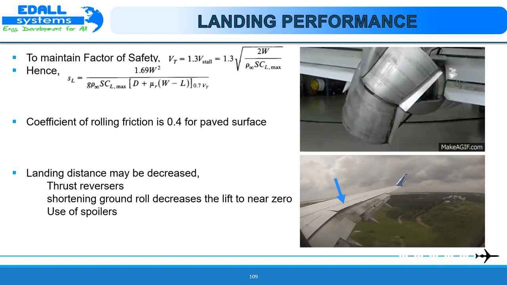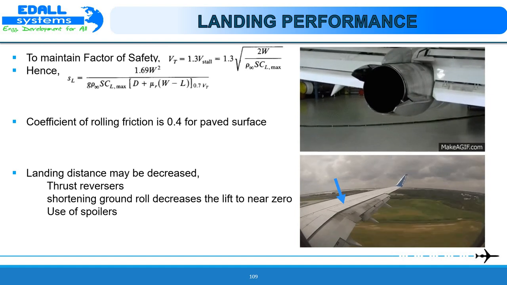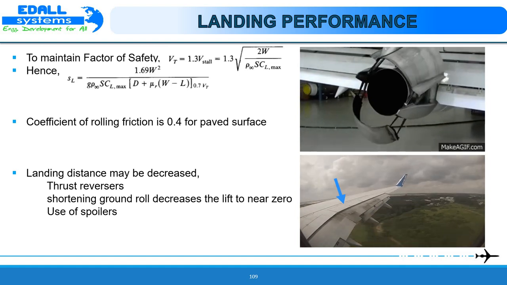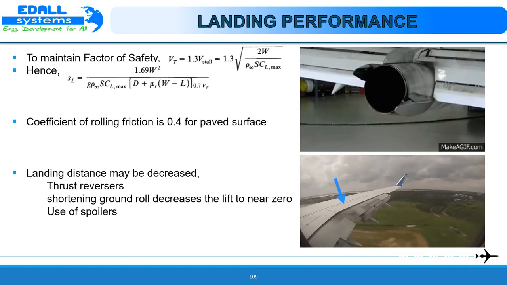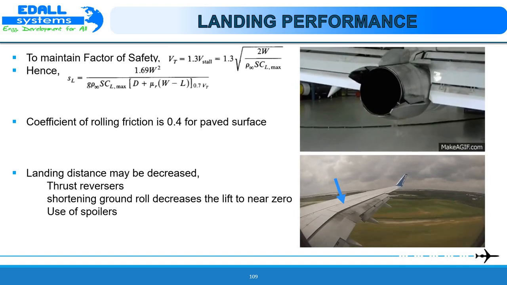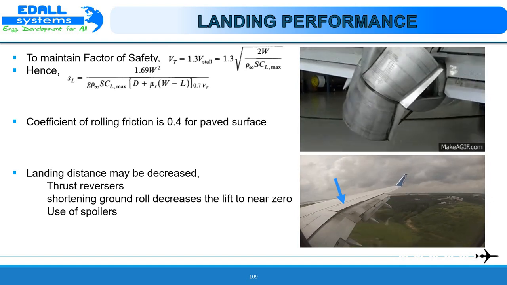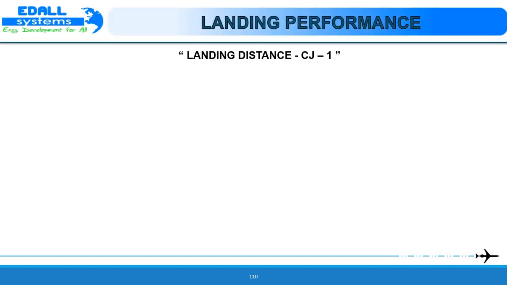The total landing distance as defined in FAR is the sum of the ground roll distance and the distance measured along the ground to achieve touchdown in a glide from a 15-meter height. Let us see landing performance through an example.